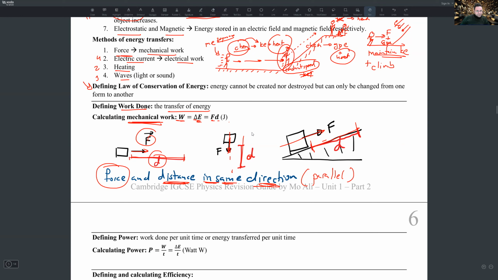Good? That's work. Since work is the transfer of energy, it's also measured in joules. The unit is still joules.